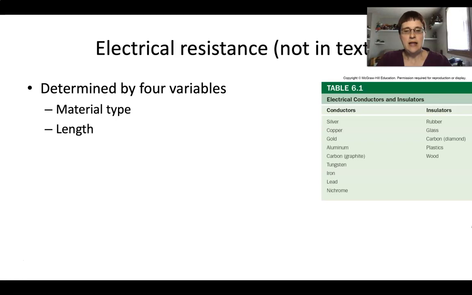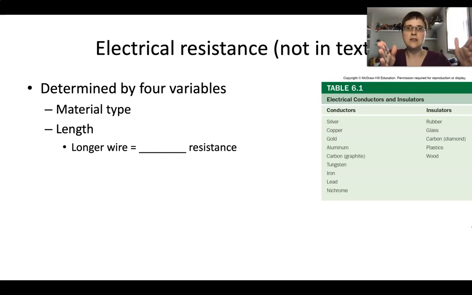The next thing that's going to change the electrical resistance is the length. The longer the wire, the more resistance you're going to get. And that should make sense because the longer those electrons have to travel, the more places they have to bump into and slow down. And so that's going to create more and more resistance. It'll slow down the current.